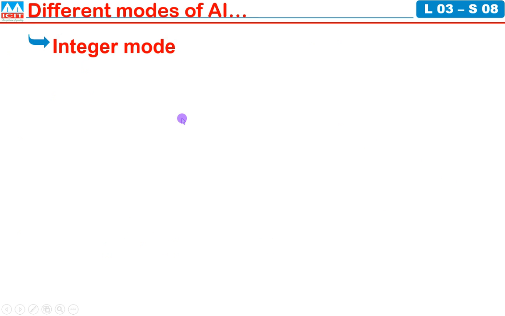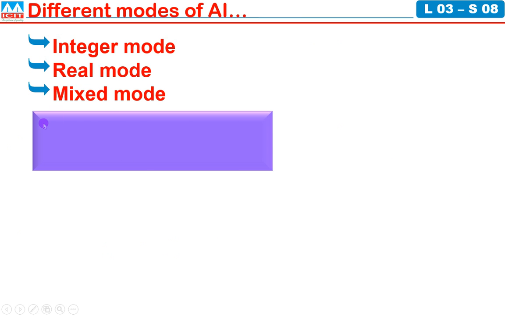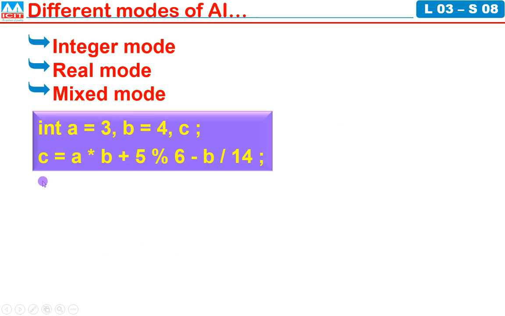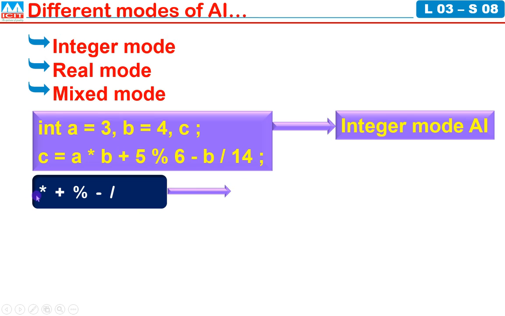దిస్ ఈస్ ఎ బ్యూటిఫుల్ టాపిక్. ఇంటిజర్ మోడ్, రియల్ మోడ్, మిక్స్డ్ మోడ్, 3 మోడ్స్ ఉన్నాయి అథమెటిక్ ఇన్స్ట్రక్షన్స్లో. Look at this example. int a equal to 3, b equal to 4, c. a, b, c are integers. Look at this expression: c integer is equal to a integer into b integer, 5 integer, 6 integer, b integer, 14 integer. All the operands in this expression are integers. That's why it is an integer mode arithmetic instruction.